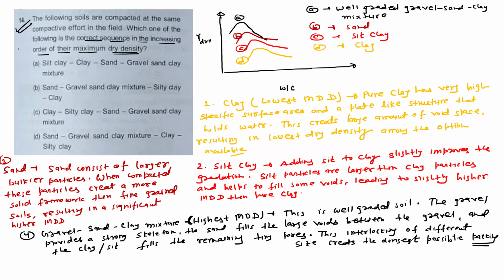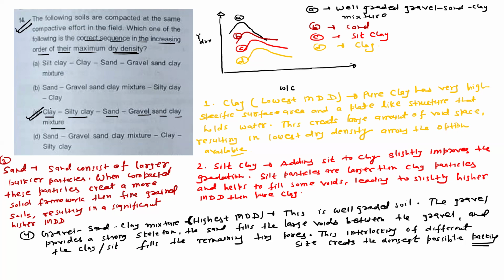So the answer, according to this explanation, the increasing order of maximum dry density: the lowest maximum dry density is for clays, then silty clay, then sand, then gravel, sand, clay mixture. It has the highest maximum dry density. So the answer will be C. So 14 answer will be C. Okay. This is a very important question.